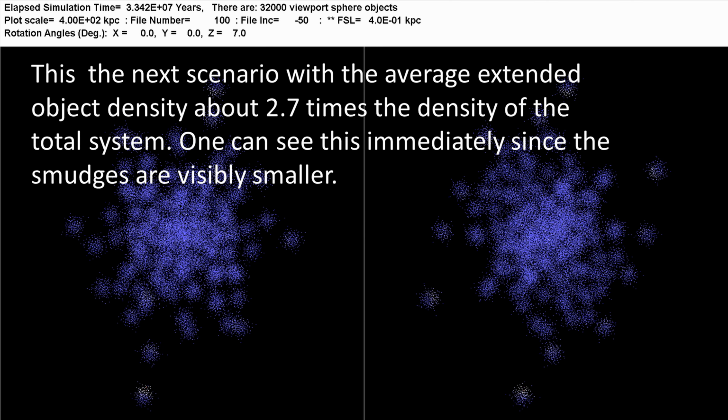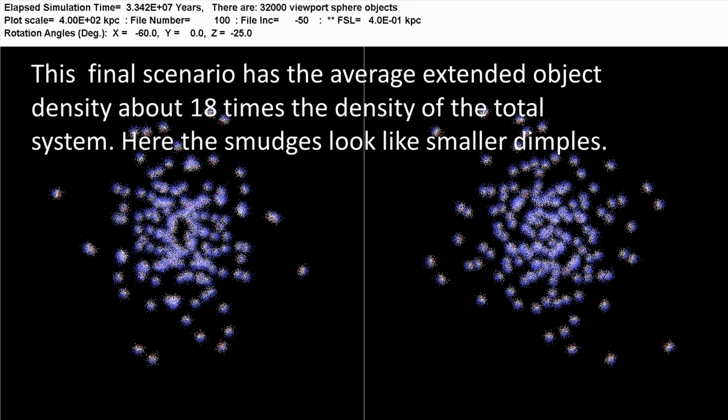This next scenario has an extended object density of about 2.7 times the density of the total system, and one can see this pretty much immediately since the smudges are visibly smaller. This final scenario has an extended object average density of about 18 times the density of the total system. Here the smudges are really small.